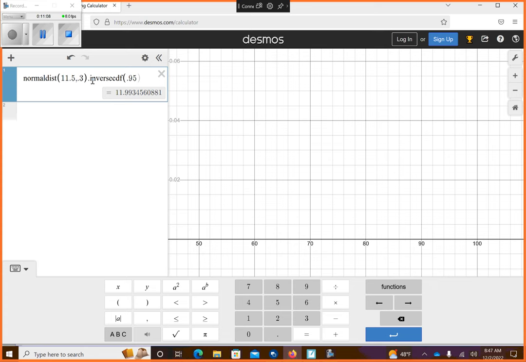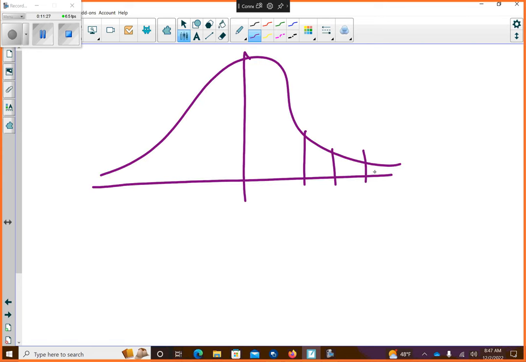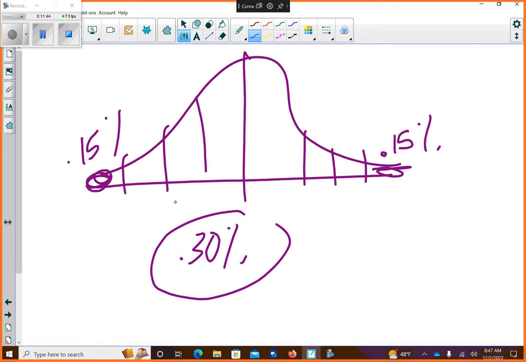The company considers rejecting all boxes that are at least 3 standard deviations from the mean in either direction. What percent will be rejected? Okay, so if we're on 3 standard deviations, that means one, two, three this way, one, two, three this way. If you remember, this is 0.15% and this is 0.15%. Add those together so you get 0.30%. So this is a pretty small amount that you're rejecting. Describe the values in ounces that will be rejected.